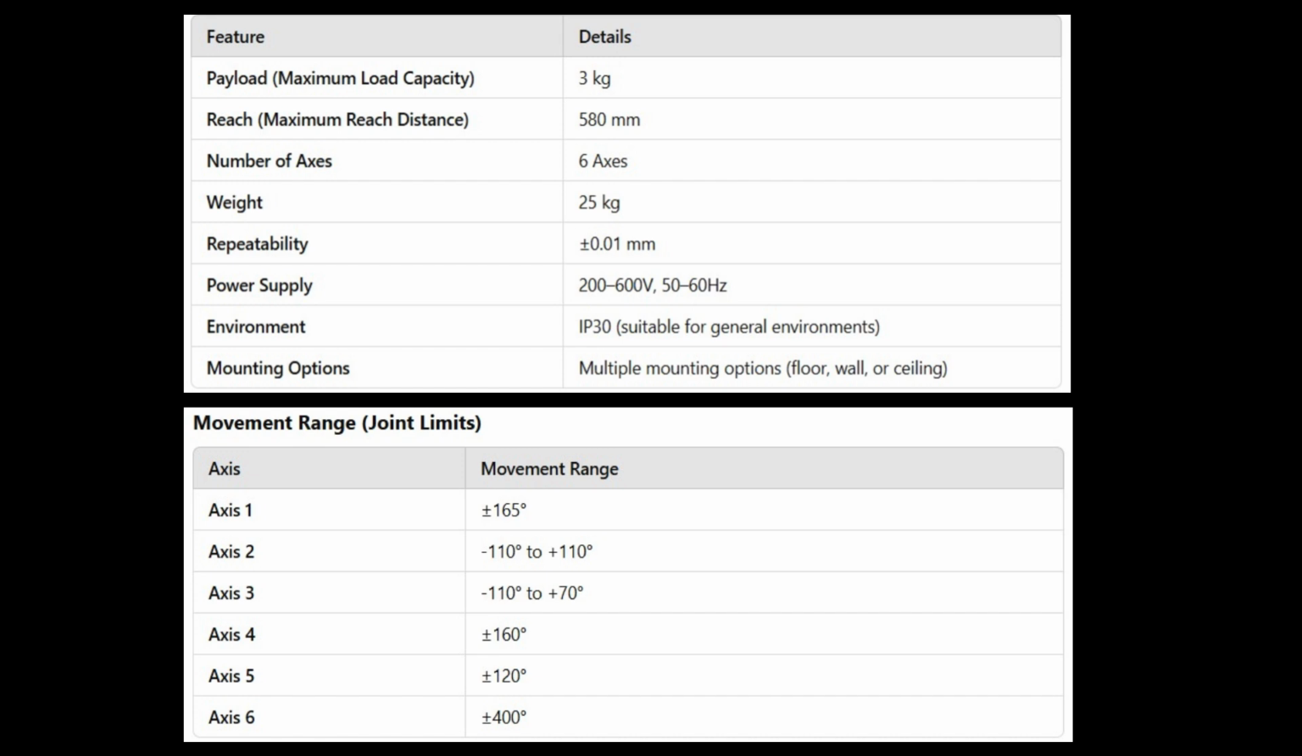Axis 1 rotates up to plus or minus 165 degrees. Axis 2 moves between minus 110 degrees and plus 110 degrees. Axis 3 covers a range of minus 110 degrees to plus 70 degrees. Axis 4 can rotate plus or minus 160 degrees. Axis 5 has a range of plus or minus 120 degrees. Axis 6 rotates up to plus or minus 400 degrees. This combination of features ensures the robot is compact, efficient, and highly adaptable to various industrial applications.